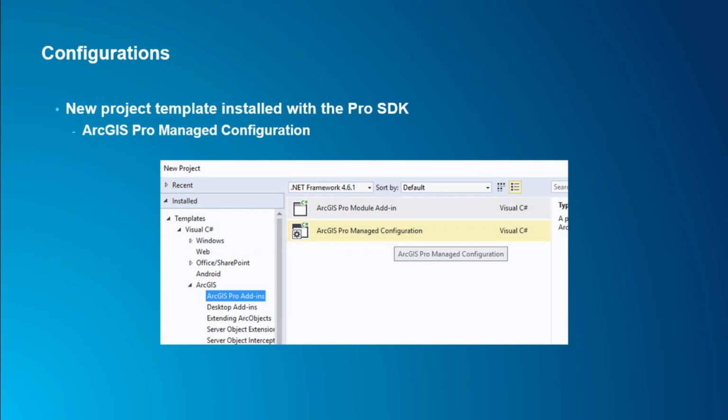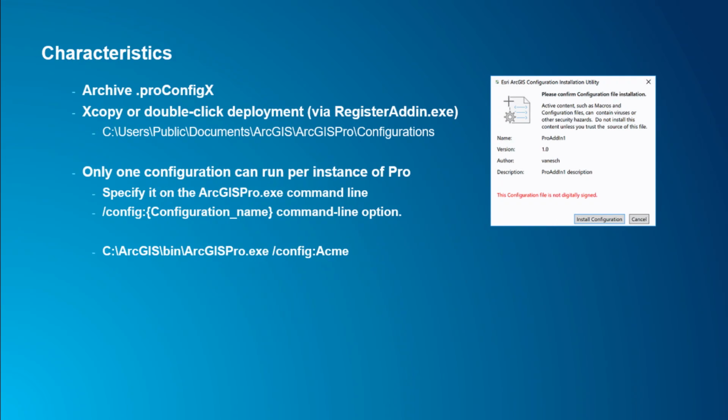First, by way of a brief orientation, when you install the ArcGIS Pro SDK and you go to the project templates in Visual Studio, you will notice at 1.4 that we have a new template, ArcGIS Pro Managed Configuration. You run that, you will get, stubbed out, a new configuration project. When you compile your configuration, it will generate a Pro config X. It's an archive, same as add-ins are Esri add-in X's, and they have the same X copy or double-click deployment as an add-in.